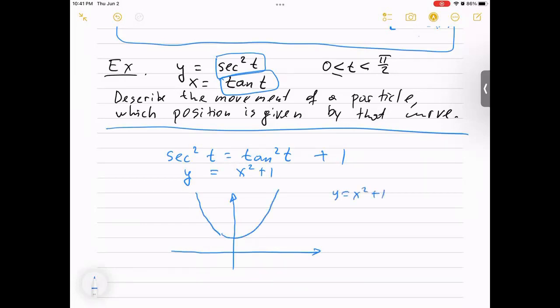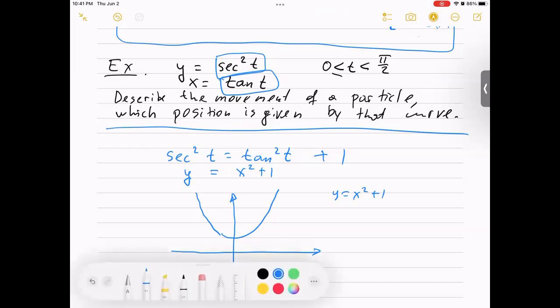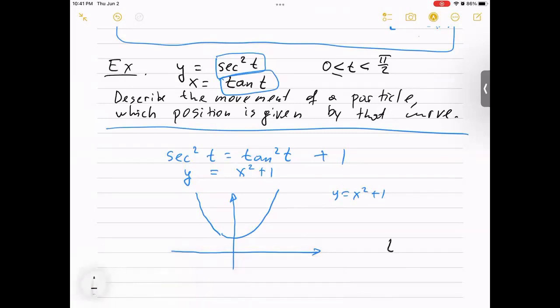Okay, now we want to describe what is going on at the point when t is between 0 and pi over 2. Firstly, we investigate what is going on initially. So what is going on when t equals 0? When t equals 0, y equals secant squared of 0, which is 1, and x equals tangent of 0, which is 0. So when t equals 0, that's where we start.